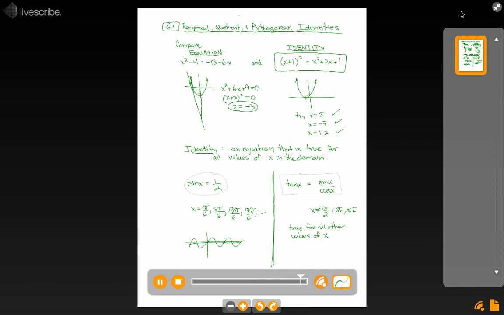So hopefully you can see the difference between an equation like sine x equals a half and an equation that is an identity that's true for all values of x, like this one, tan x equals sine x over cos x.